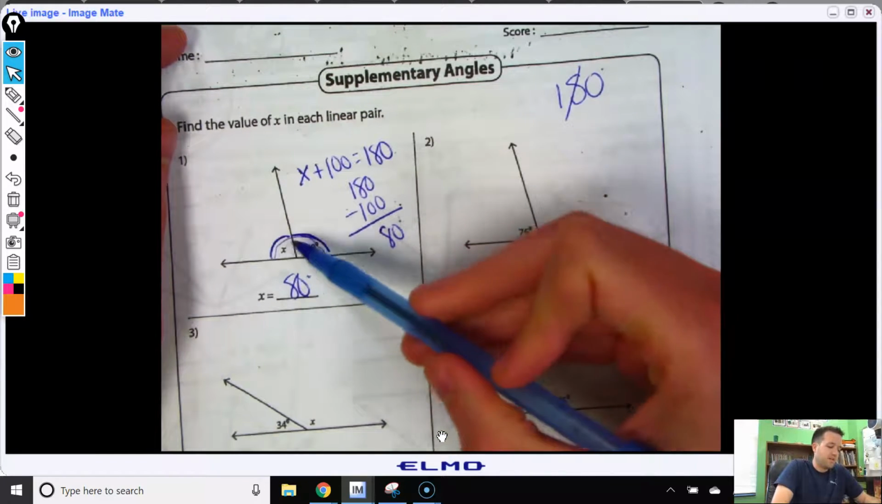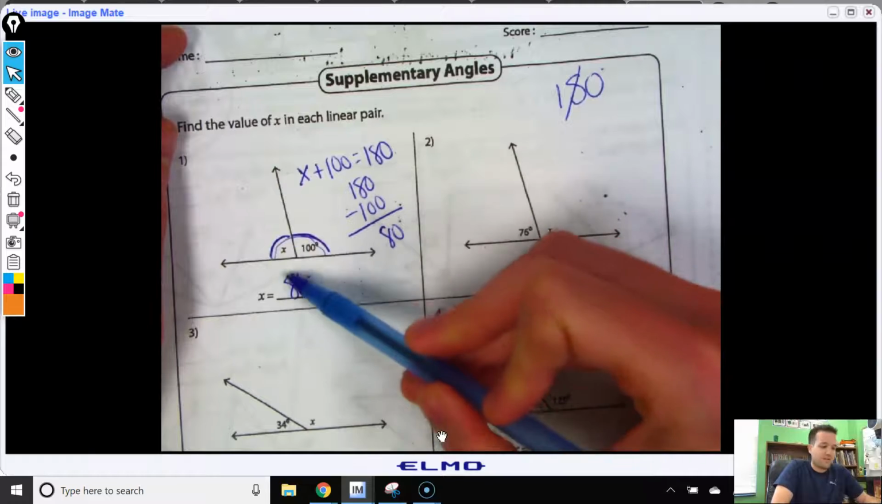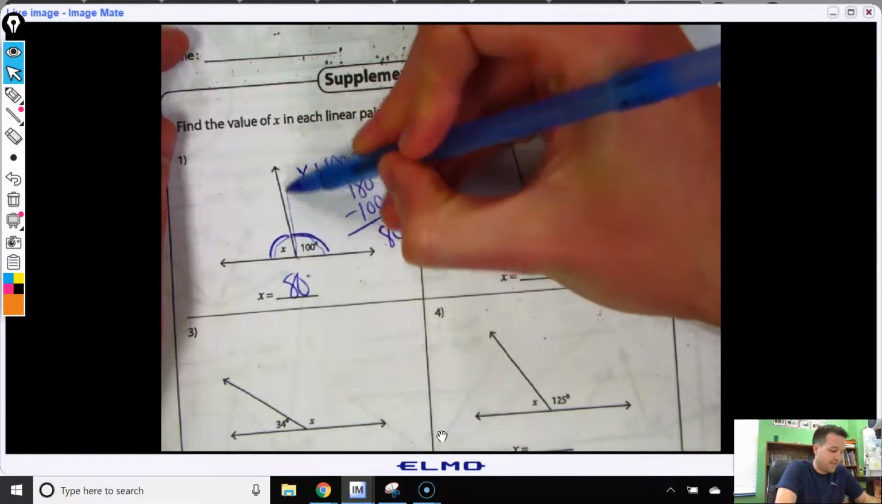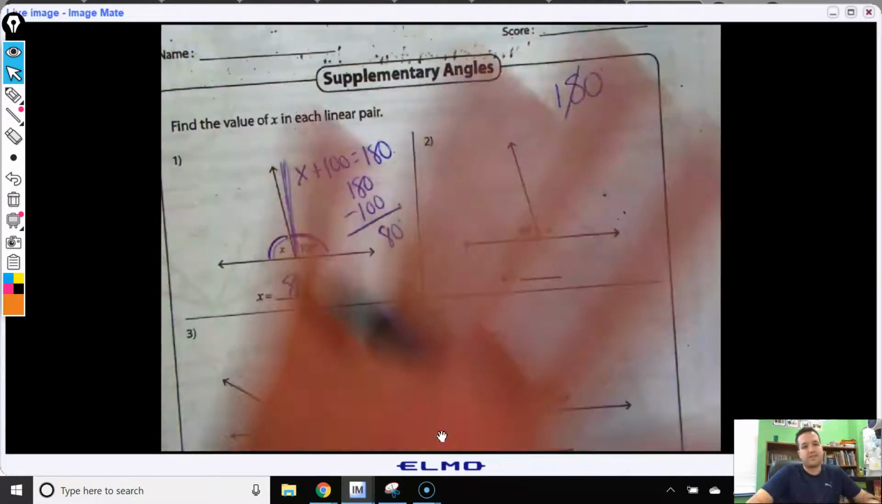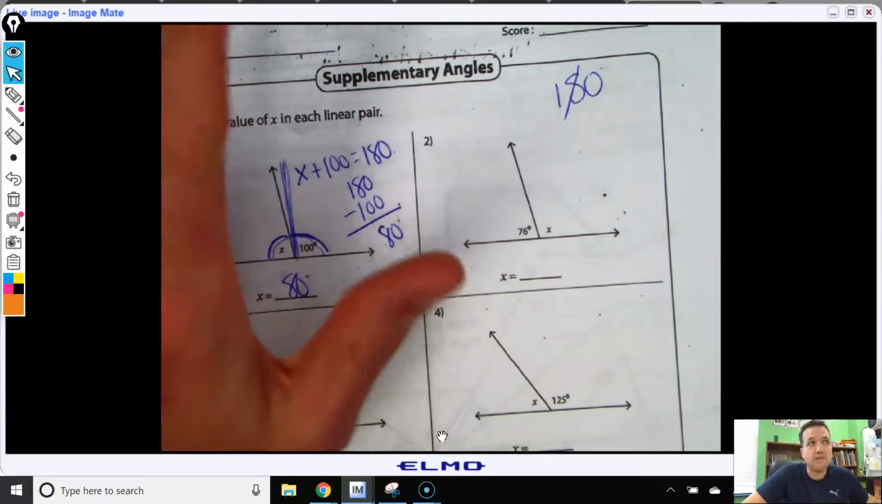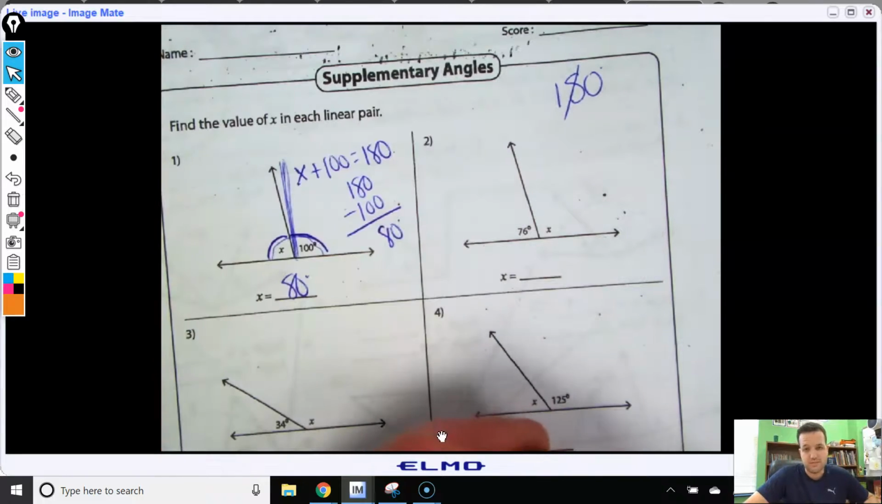Should make sense because x is acute, right? It's slightly less than that 90-degree angle. Always good to ask yourself, does my answer make sense? You wouldn't believe the amount of times that that question could save you.